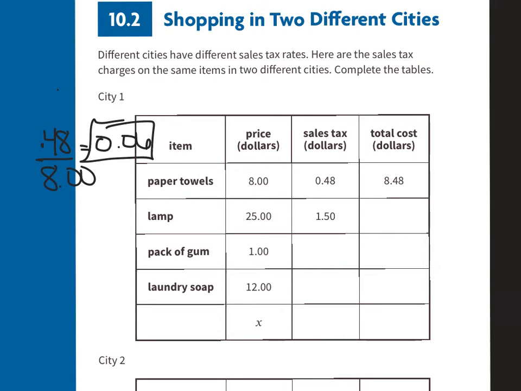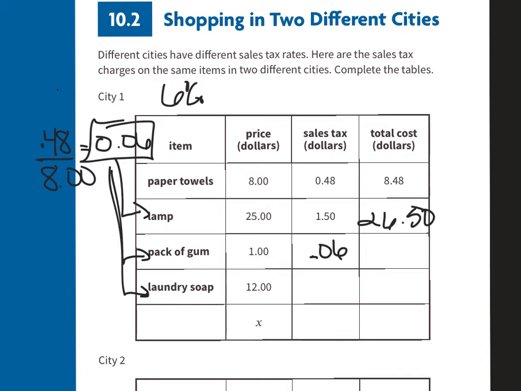So what I need to do is take all of these other items and multiply them by 0.06 to find my sales tax. Remember, 0.06 is the decimal. The percentage, if we move it over twice, is going to be 6%. In my calculator, 25 times 0.06 is $1.50. To find the total cost, I just add those together. 25 plus $1 is 26, plus 50 cents is $26.50. $1 times 0.06 is 0.06, so $1 plus 6 more cents is $1.06.